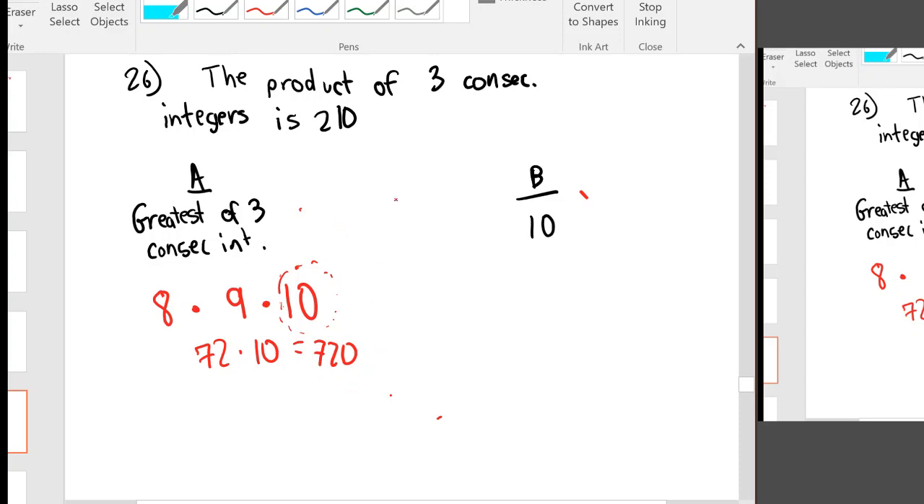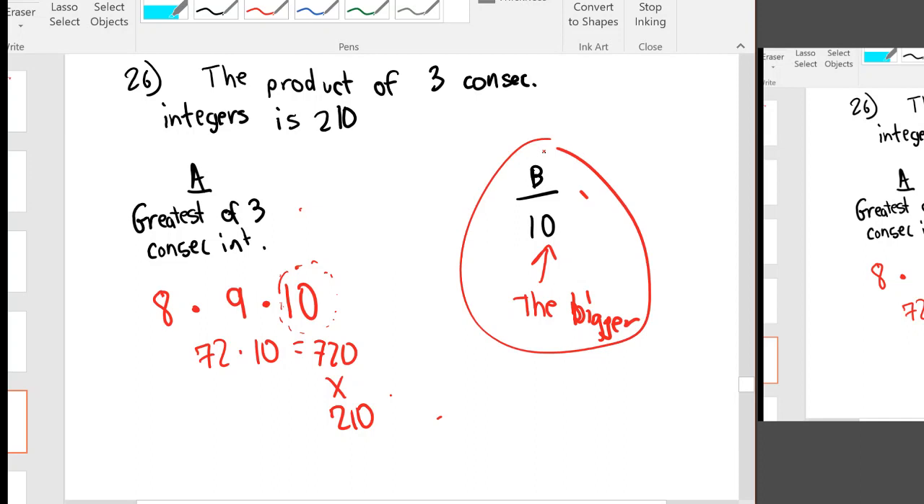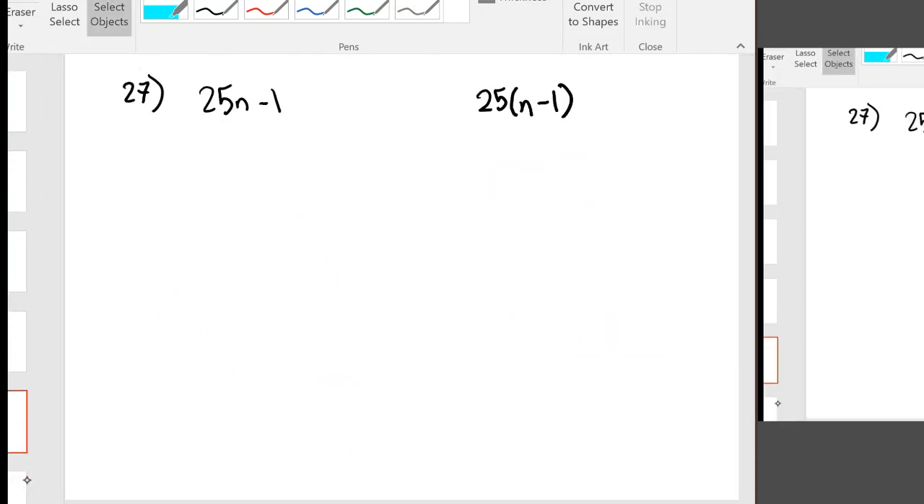To get to 210, my three numbers have to be way smaller than 8, 9, and 10. So 10 is clearly the bigger number, right? Because I have to go down here. 720 is not 210, all right? To get to 210, I have to choose three smaller numbers, maybe 6, 7, 8, or 7, 8, 9. I don't know what they are. But I'm not going to waste time trying to find out. I'm just going to move on to the next problem because I know that this is the bigger value. All right, next one.